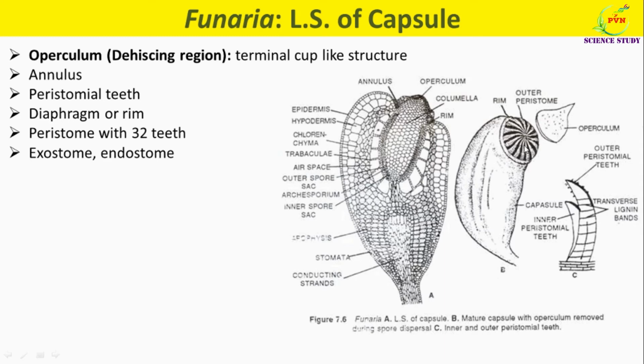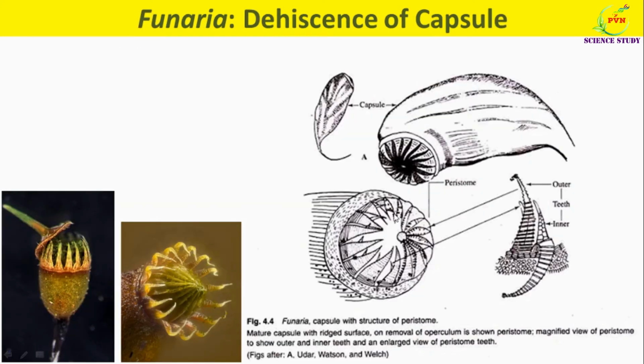As you can see here, the peristomial teeth close the opening of the sac in which spores are present. The teeth are conical and the members of the outer ring show a brown striation of lignosuberin. The members of the inner ring are small, colorless and non-striated. The function of peristome is to control the dispersal of spores. Dear students, with this we have completed the internal structure of capsule. Now we will see the dehiscence of capsule in Funaria.